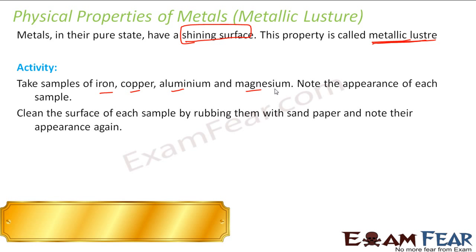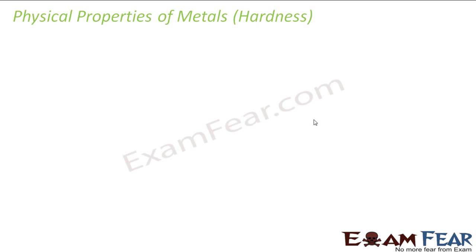If the lab assistant has not given you a clean one, you can clean the metals by rubbing them with sandpaper. You know sandpaper, paper which has sand stuck to it. So you can clean stuff with that. You clean it and you see it actually glows. It has a shine, and thus we can say that metals have a shining surface.